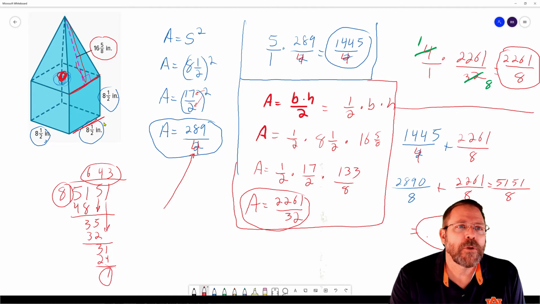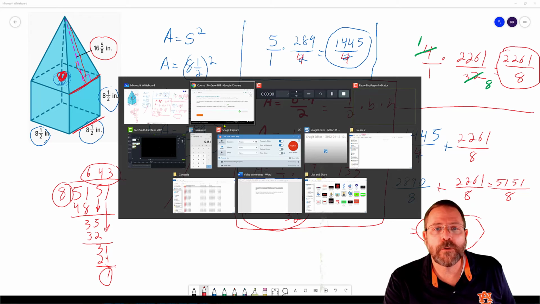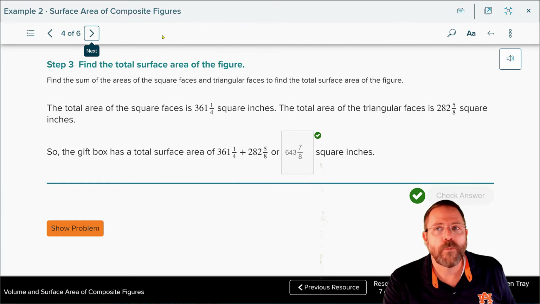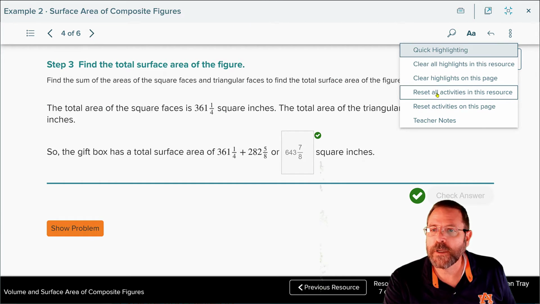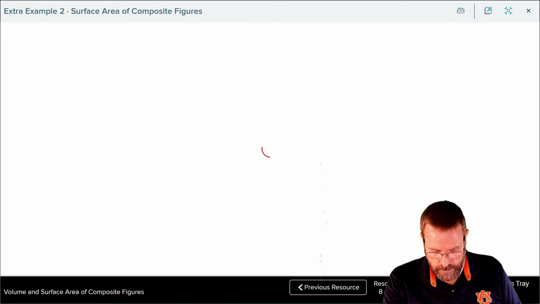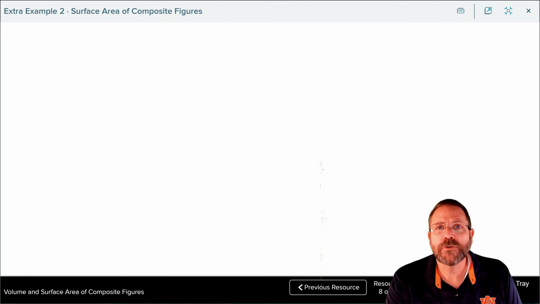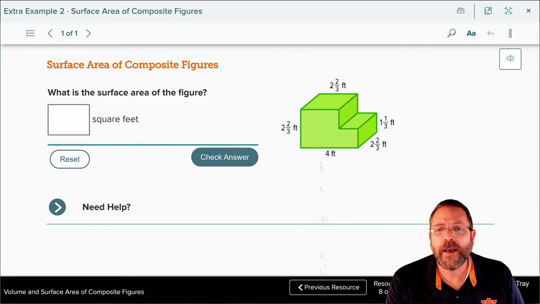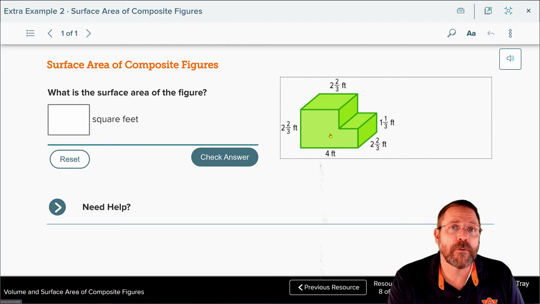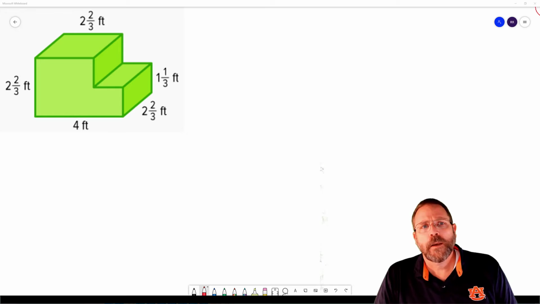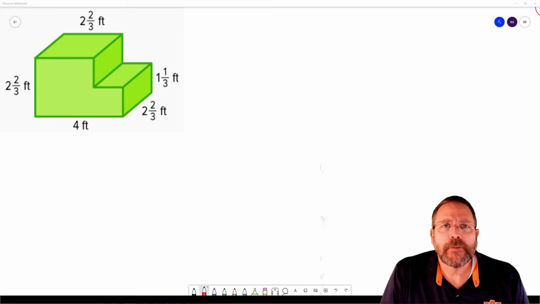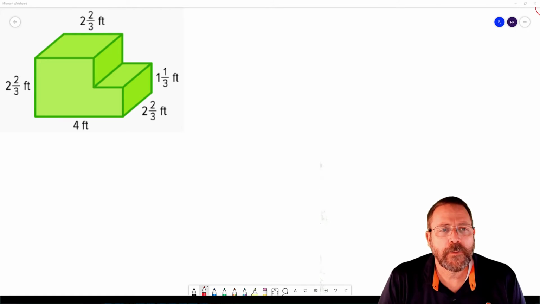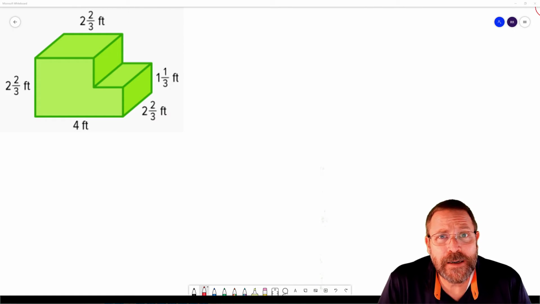Now it's going to be your turn to do the very last problem, which is extra example 2. It's a little bit exciting, but it only deals with rectangular prisms. You've got 2 rectangular prisms here. I think you can probably do it, but you're going to have to cut this up into a few pieces. Before I get too far into this, I'm going to figure out how I'm actually going to cut it up.